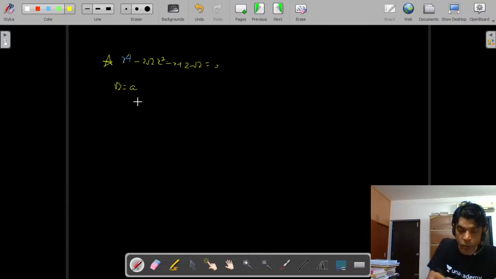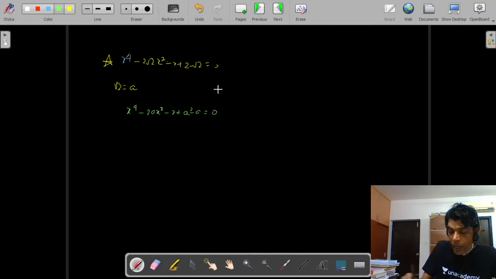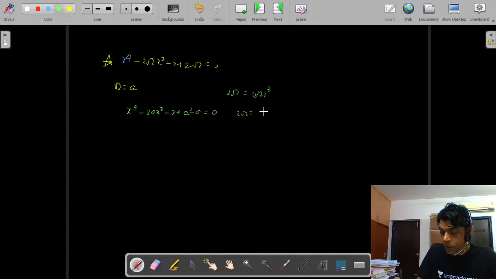Okay, so far so good. Let me rewrite this and see what it looks like. X to the 4 minus 2a x squared minus x plus a squared minus a equal to 0. Notice one more thing, I was very clever. 2 root 2 I did not write as root 2 cubed. That's what maths is. I wrote 2 root 2 as 2 times a, and only one a I adjusted for a reason.